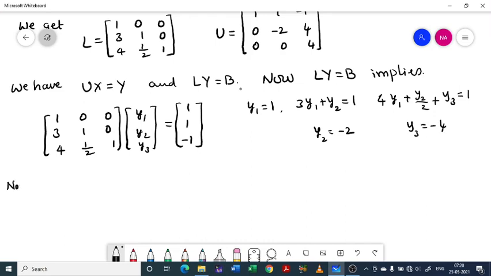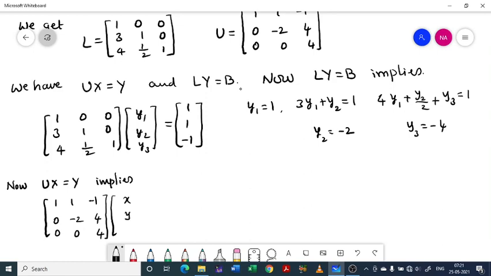Now Ux equal to Y implies, what is U? U is [1 1 -1; 0 -2 4; 0 0 4] times [x y z] equal to [1 -2 -4].